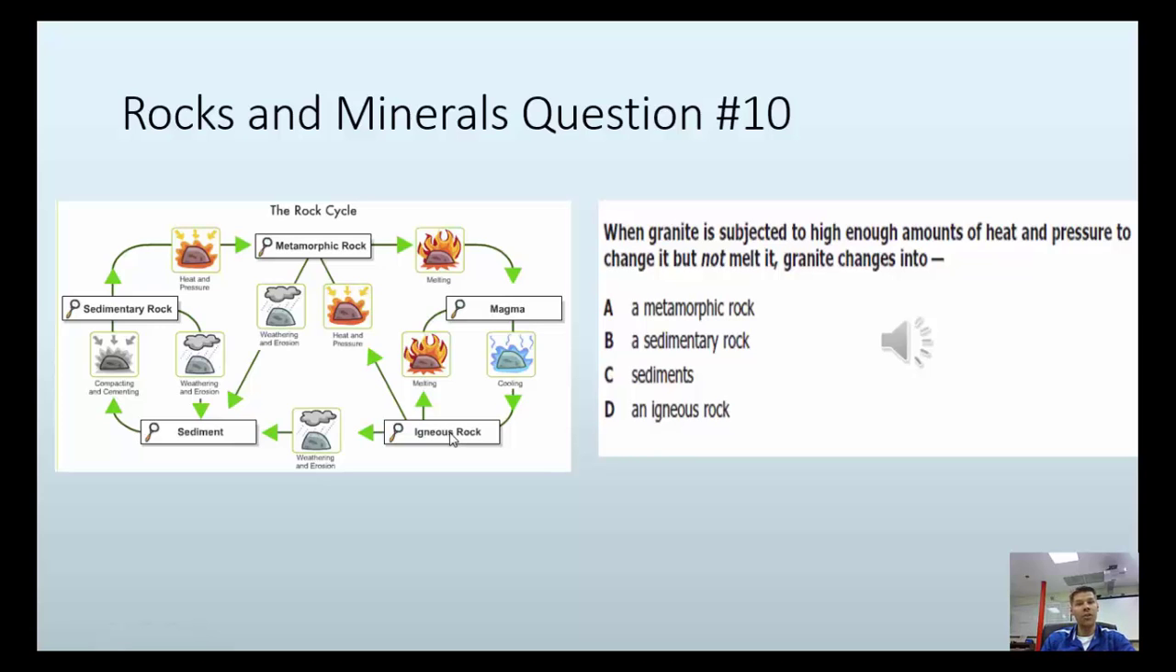Or it can find an underground chamber of magma, and it can get really hot and it can get baked. And it can directly take some heat and pressure, and that would turn it into a metamorphic rock. So our answer here is when any rock is subjected to high amounts of heat and pressure, it's usually changed into a metamorphic rock.